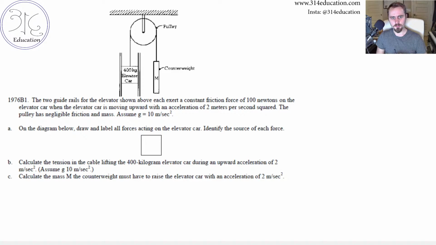Oh, this is an old one. 1976. Yikes. They had elevators back then? Okay, so we've got two guide rails on this elevator. That's these guys here, and they each exert a constant friction force of 100 newtons when the elevator is moving upwards. So if it's moving upwards, the friction force is pulling down, both of which have magnitude of 100 newtons.